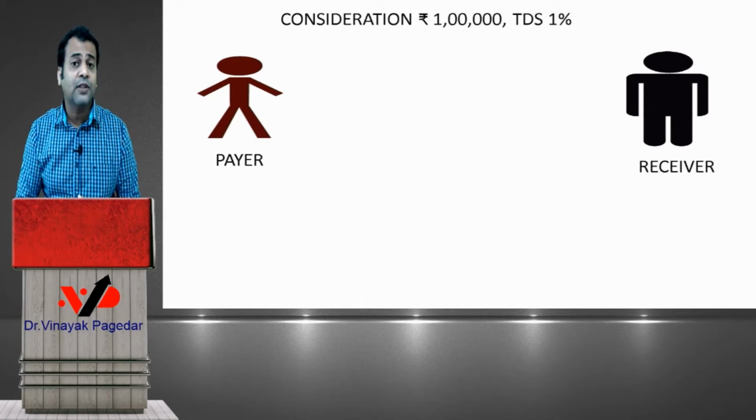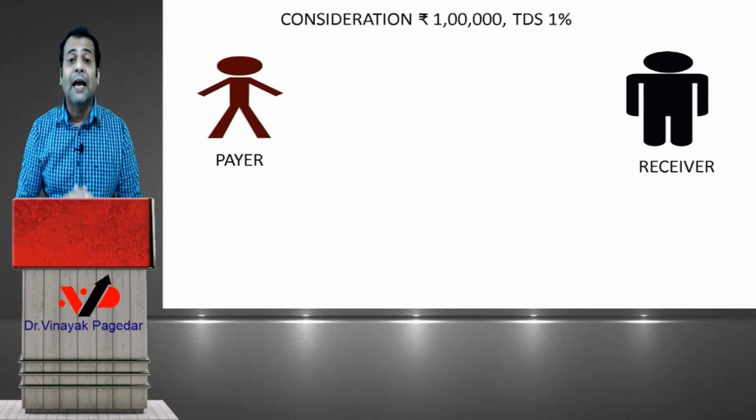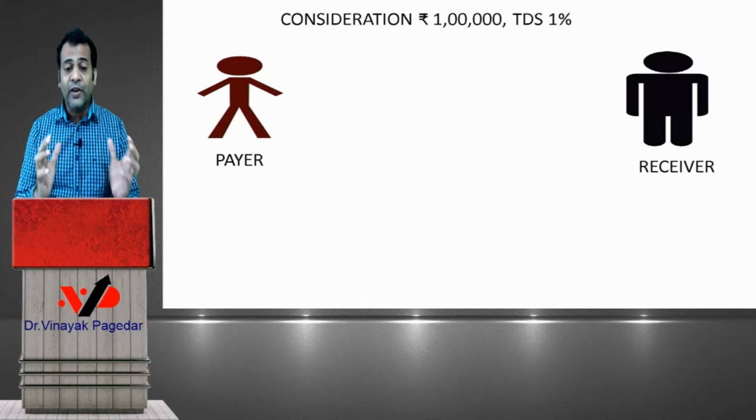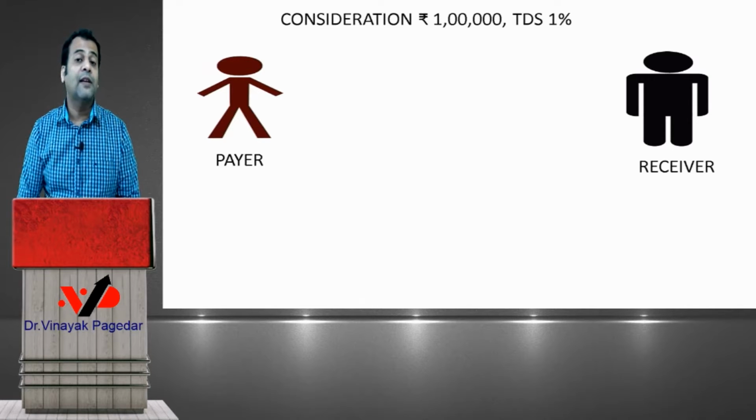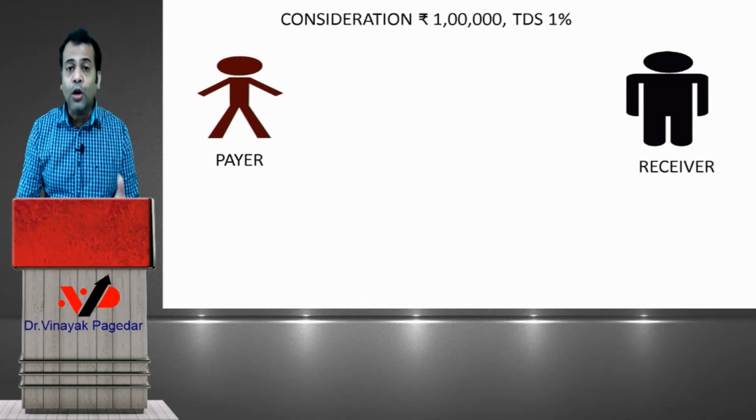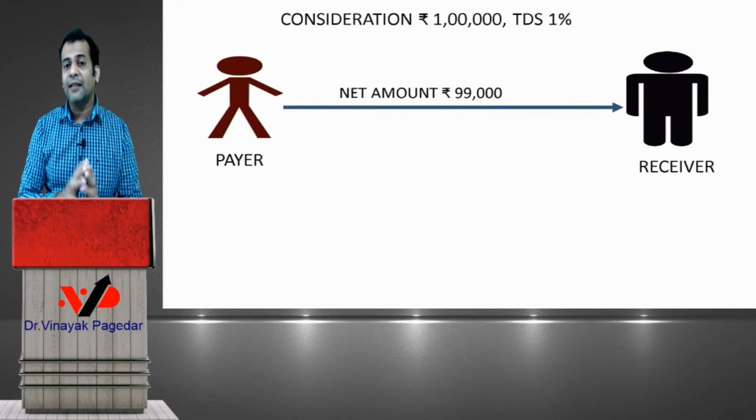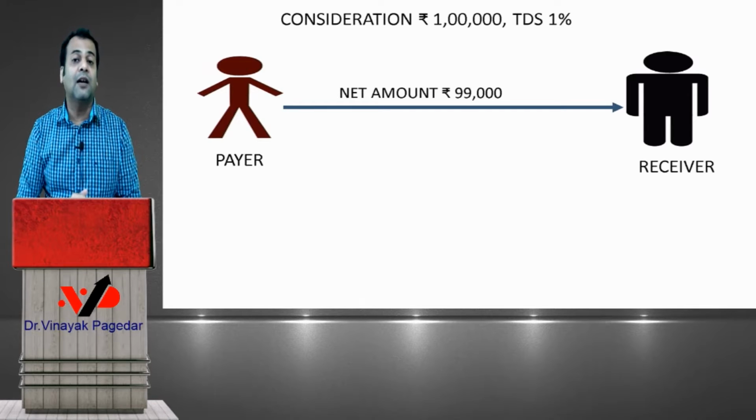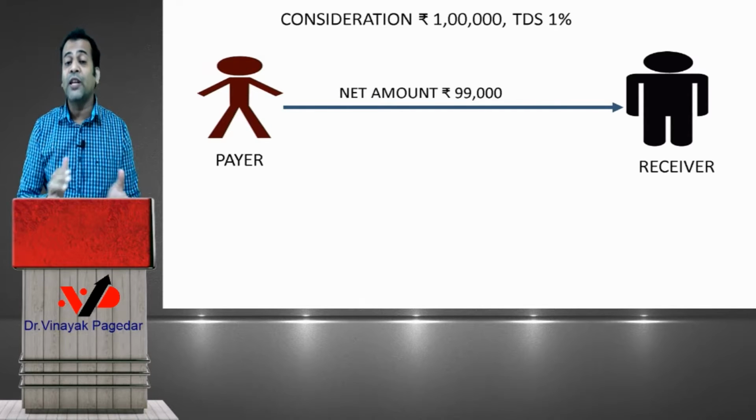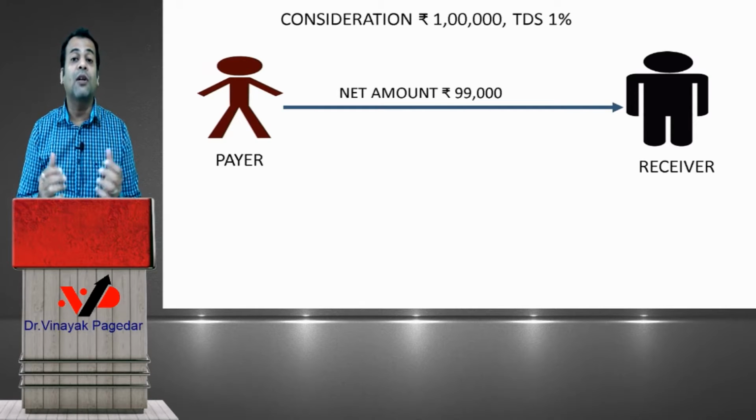The consideration for this transaction is 1 lakh rupees, and let us say that the TDS rate is 1%. So when the consideration is 1 lakh rupees, TDS is 1%. What the payer will do is he will actually credit rupees 99,000 to the account of the receiver. He will pay the receiver only 99,000 rupees. So the question arises, what about the 1,000 rupees? The differential 1%, what about it?